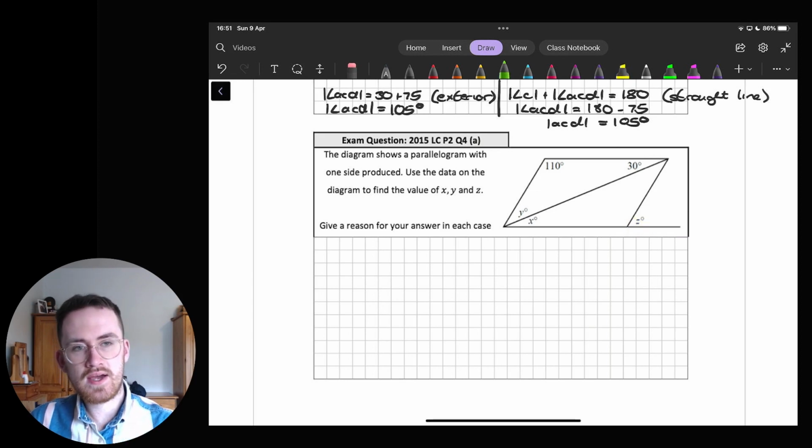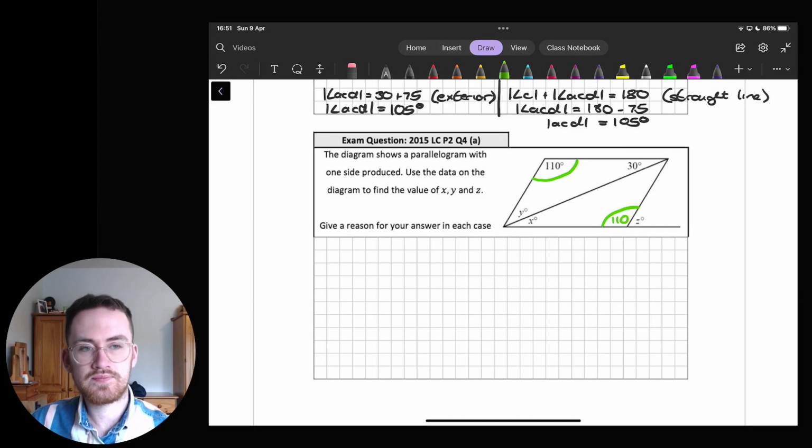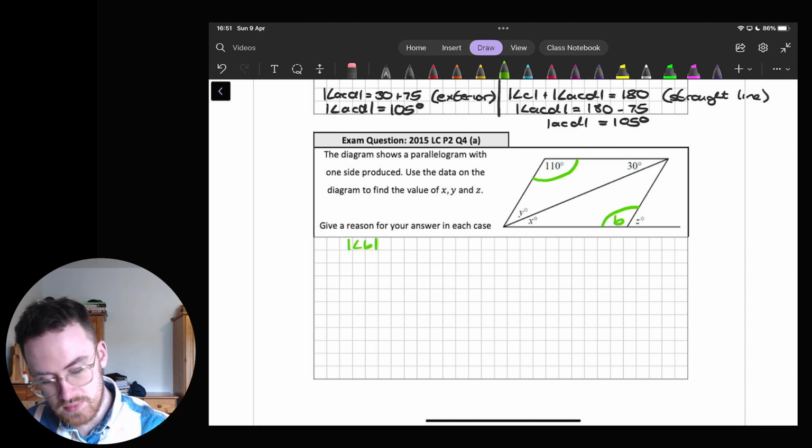So the shape that we have is a parallelogram. There's a few things we should know about a parallelogram. The first one is that opposite angles are equal to each other. So what that means is that this angle is 110 degrees. Okay, that angle is 110 degrees. What we'll do is give this one a name. Let's call it B, and we'll say that the size of angle B is equal to 110 degrees, and that's opposite angles in a parallelogram.